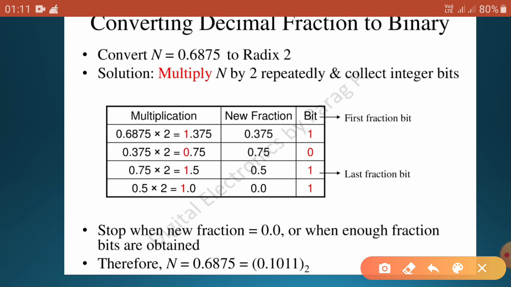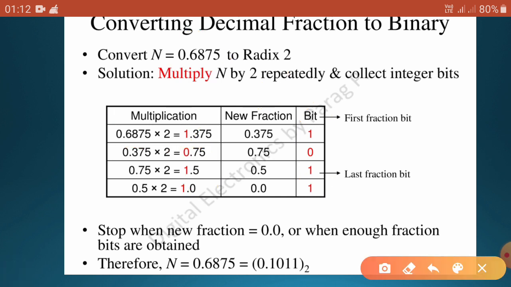How? The number is 0.6875. Because it is a decimal fraction, and the previous one was an integer. So if a decimal fraction is there, you have to multiply the decimal fraction by 2, so it gives us 1.375. Whatever the number is before the decimal, we write under the bit column, and the fraction we write under the new fraction column.